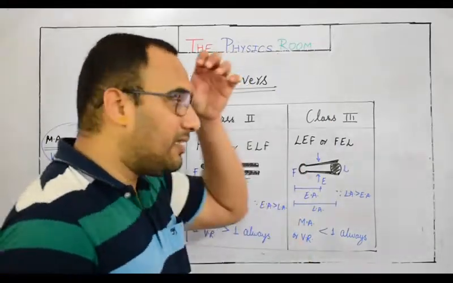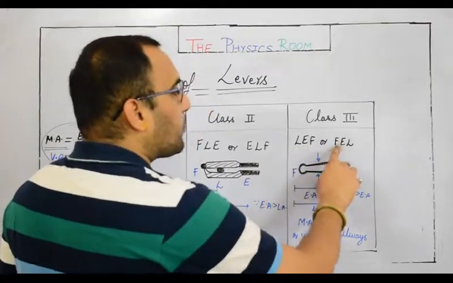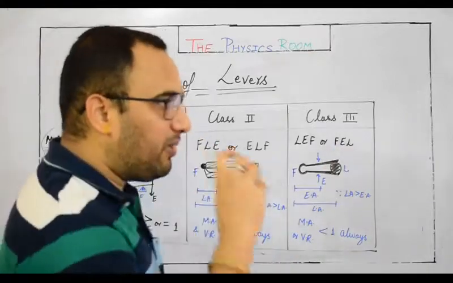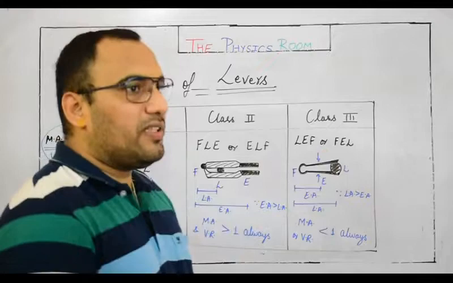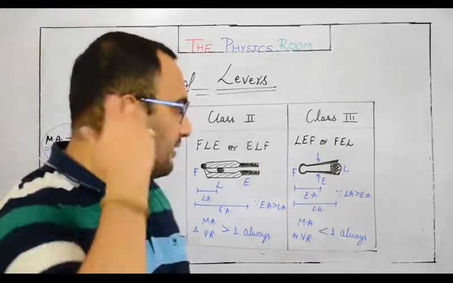In class third levers, the effort must lie between the fulcrum point and the load point. You can represent it by LEF or FEL. So effort is lying between the load and the fulcrum. For example, fire tongs. With the help of fire tongs, you simply pick up coal pieces or chapatis.